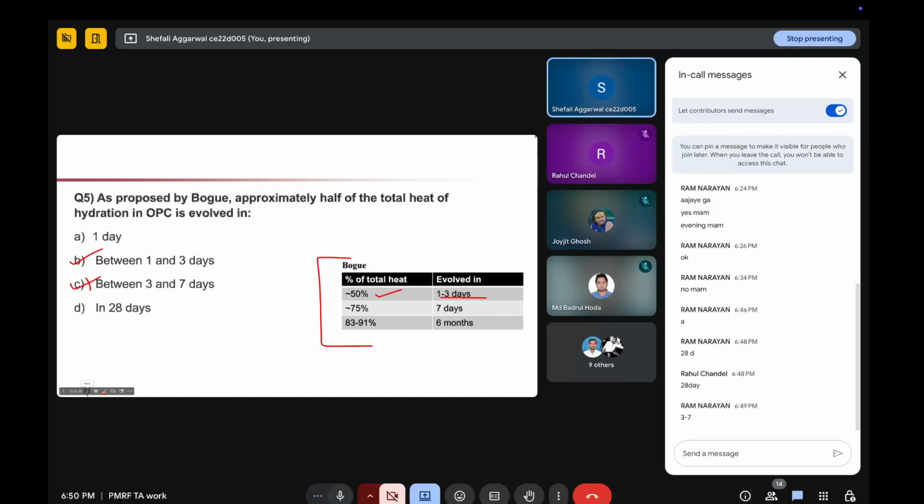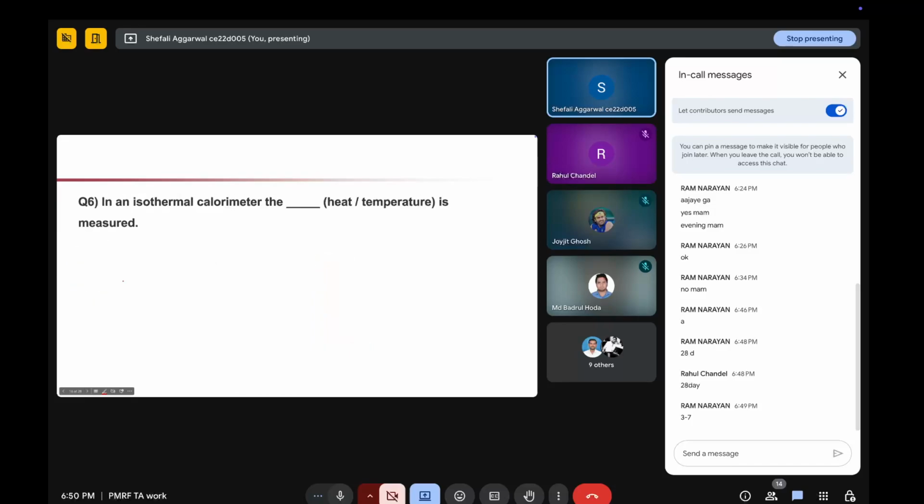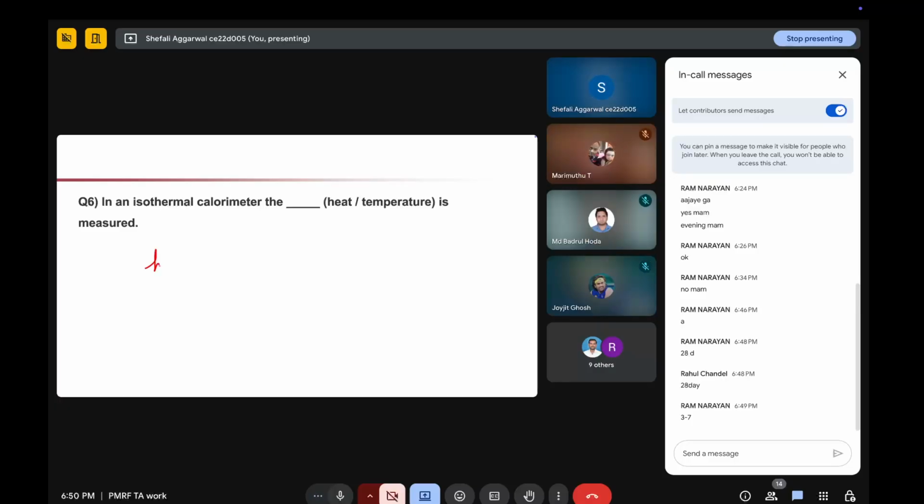Is it clear? Okay. So the next question is, in an isothermal calorimeter, the dash is measured. So we talk about two types of calorimeter, adiabatic and isothermal. Heat or temperature? Temperature. You say temperature.